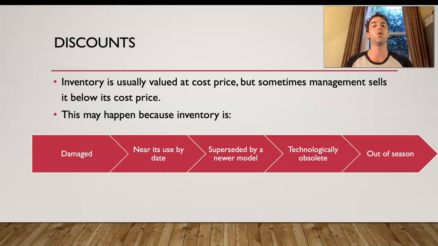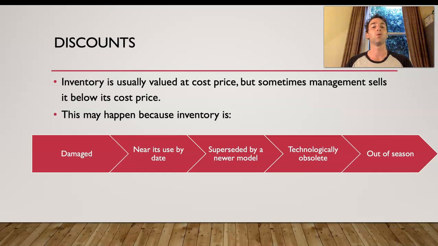It could be superseded by a newer model. For example, the iPhone goes down in value once a new model comes out, just like any other technology. It could become technologically obsolete. This is different to having a newer model, there is just a different type of technology which makes the one that you're trying to sell not as valued by customers. So an example, and I'm going to show my age here, VCRs and DVD players don't really exist anymore because we now stream. So as soon as streaming started to kick off, those products lost their value.